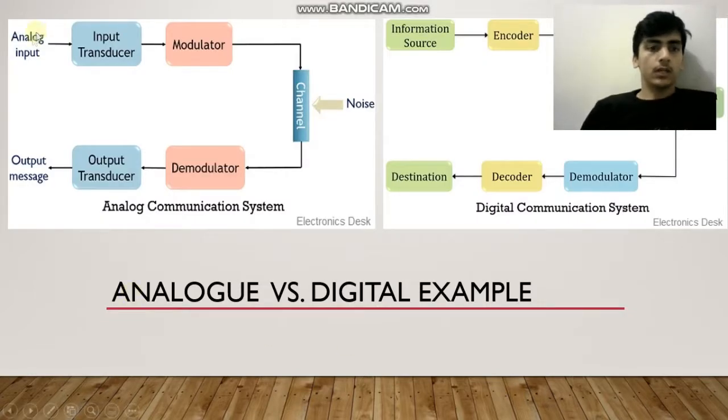So here is the example of the analog system. Firstly, the analog signals get input to the input transducer, which passes through the modulator along with the channel to the demodulator and the output transducer, giving the output message. Similarly, in the digital communication system, data transfers from the information source to the encoder to the modulator, which is unseen. Unfortunately, sorry about that in this video. And through the transmission communication channel, it passes along the demodulator and the decoder and reaches the destination.